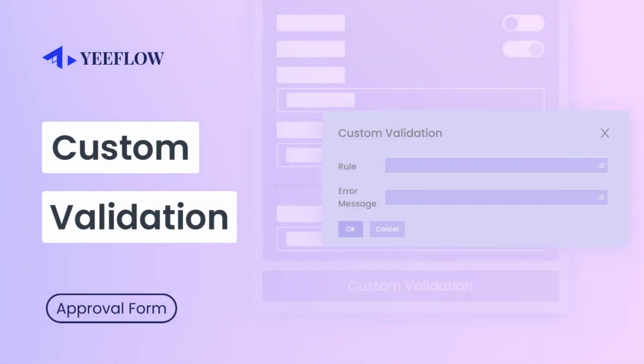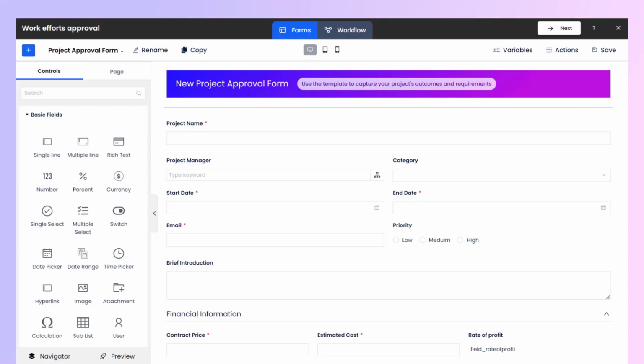Hello everyone. Today we'll go through the use of custom validation in your Yeeflow approval forms. The custom validation is used to build your own data validation rules to make sure all the input data are structured and well managed. You can also customize the error message if the validation rule is matched.